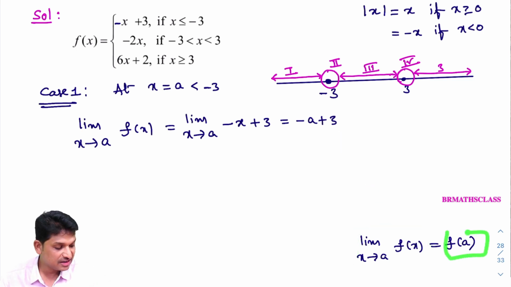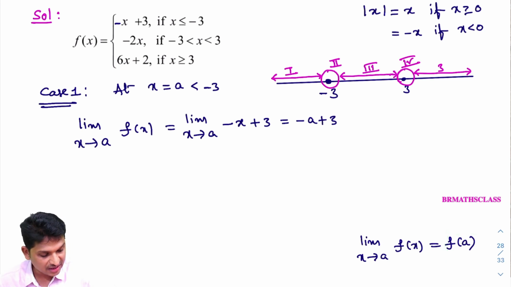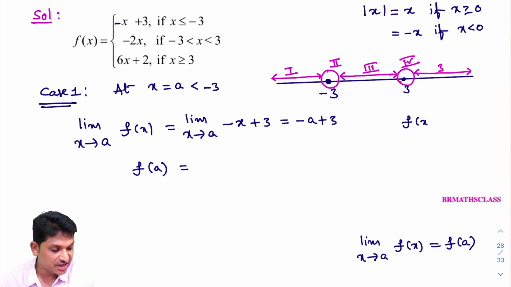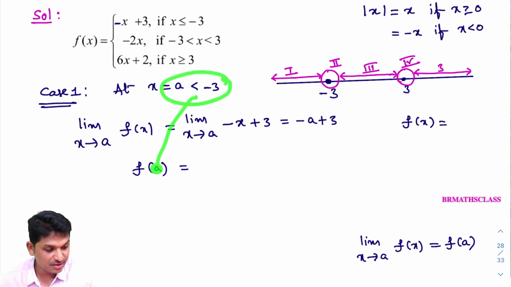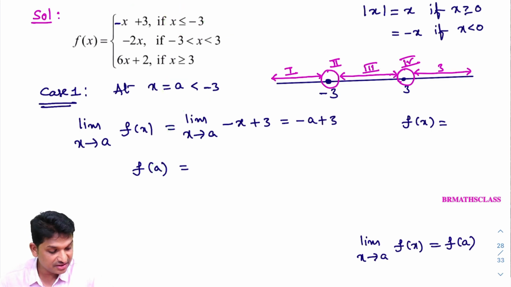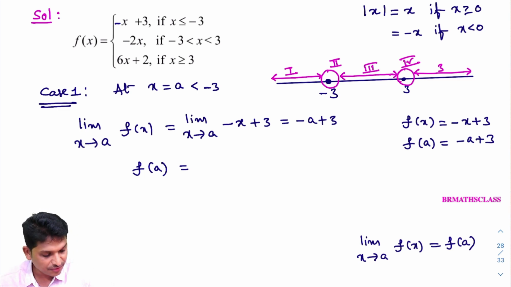Now, I will calculate f of a. How to calculate f of a? To calculate f of a, first you need to know what is the function here. What do you know about a? A value is less than minus 3, right? A value is less than minus 3 means we need to choose this function. So here, f of x is minus x plus 3. When f of x is minus x plus 3, f of a is minus a plus 3, correct?